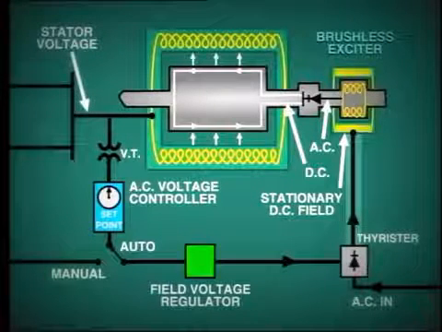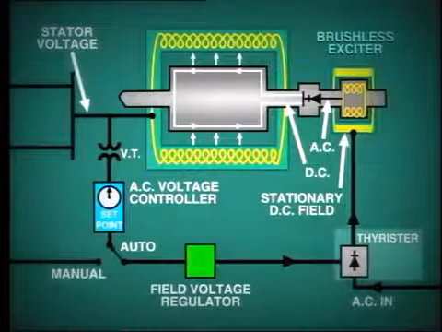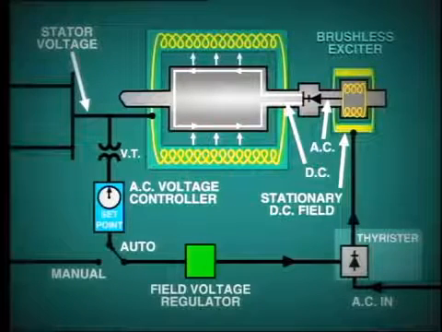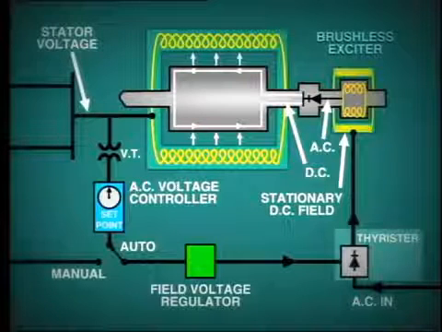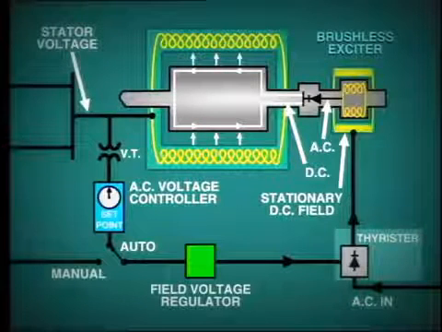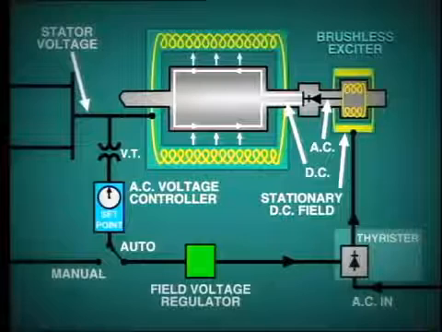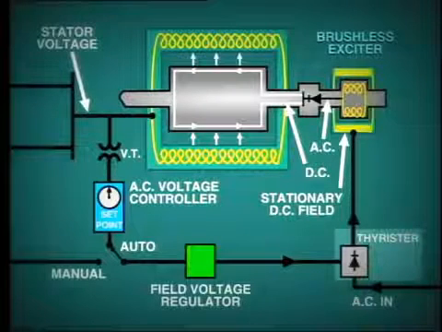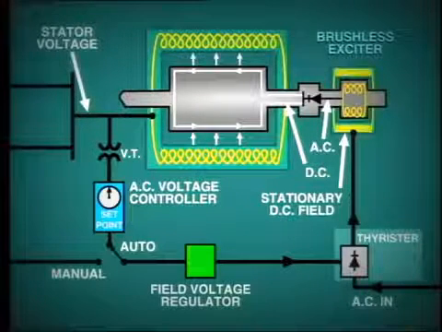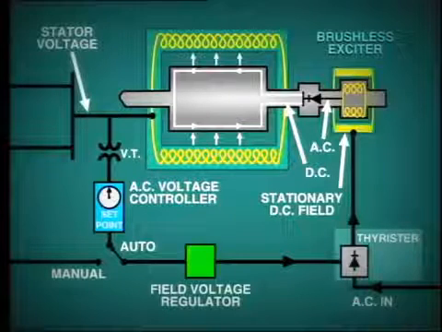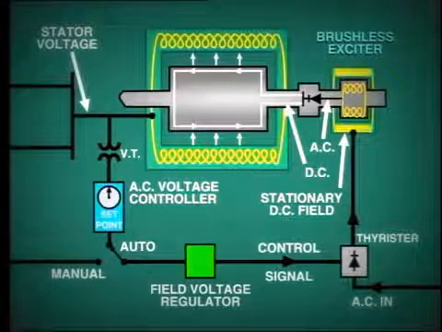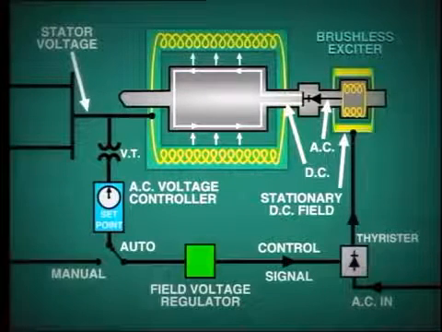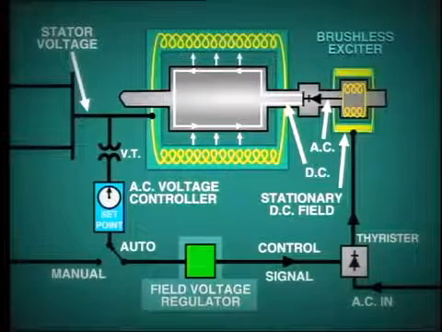This DC field current is supplied from a rectifier which is located in a nearby cabinet. Of course, this rectifier is much smaller than the static rectifier that we previously studied because it is only supplying field current to the rotating exciter. However, control is effected in the same manner, that is, by adjusting the firing of the thyristors, and this in turn is governed by the field voltage regulator.